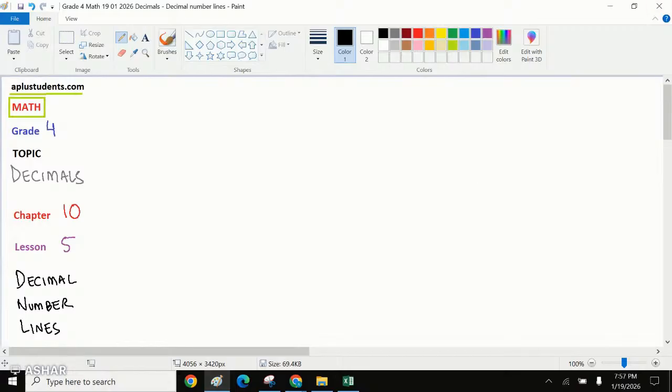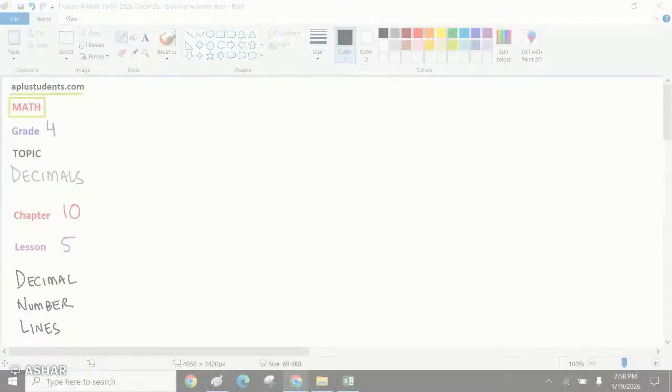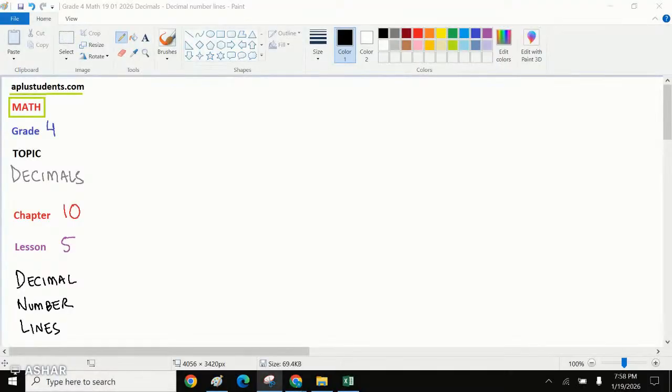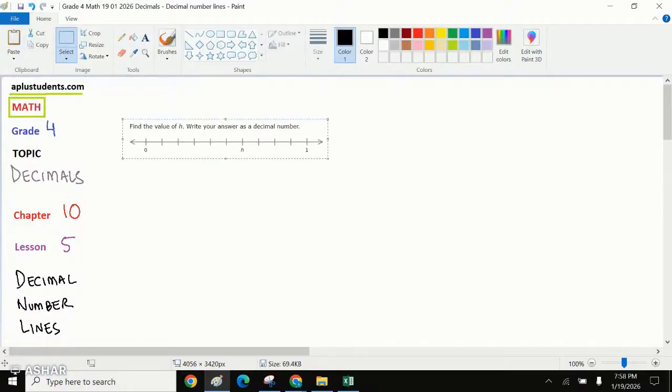We would do decimal numbers on number lines. Let's look at a question first. With the questions I'll explain more. So this is called a number line, and they are saying find the value of h. Write your answer as a decimal number.